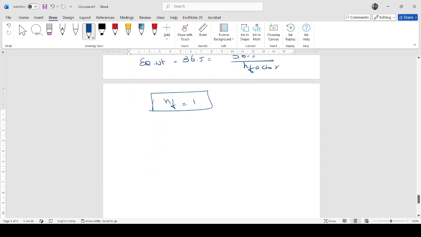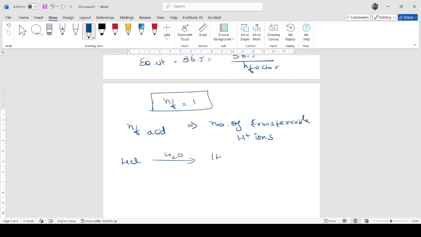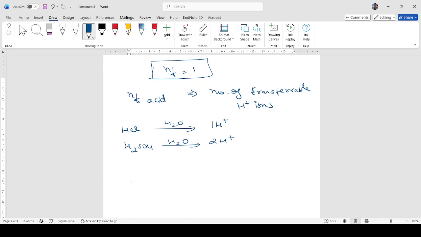So how do I define the n factor for an acid? The n factor for an acid is nothing but the number of transferable H plus ions. HCl, when protonating in water, will release one H plus ion. Consider sulfuric acid. How many H plus will it release? 2 H plus ions. So therefore, for an acid, n factor is equal to the number of transferable H plus ions.